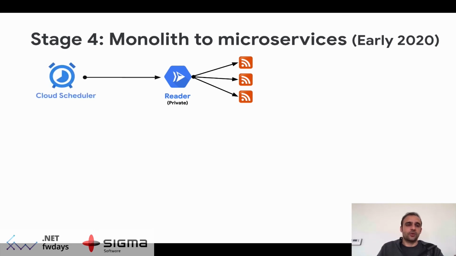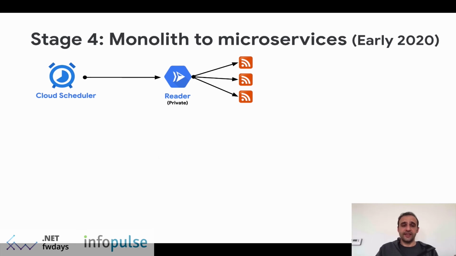In Google Cloud, there's something called Cloud Scheduler. It's like a cron job, but in the cloud. So you can say, I want to call this endpoint every hour, and then Cloud Scheduler can basically make a call to reader every hour, and then reader, once it receives that request, it will go and fetch the RSS feeds, and then it will save them.